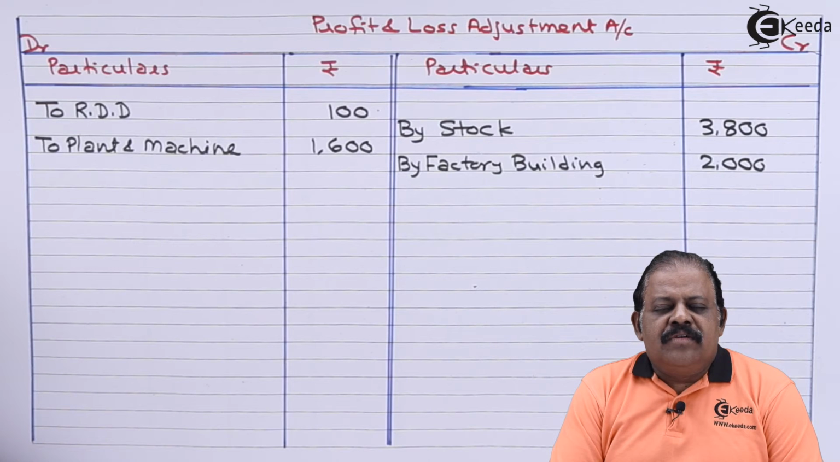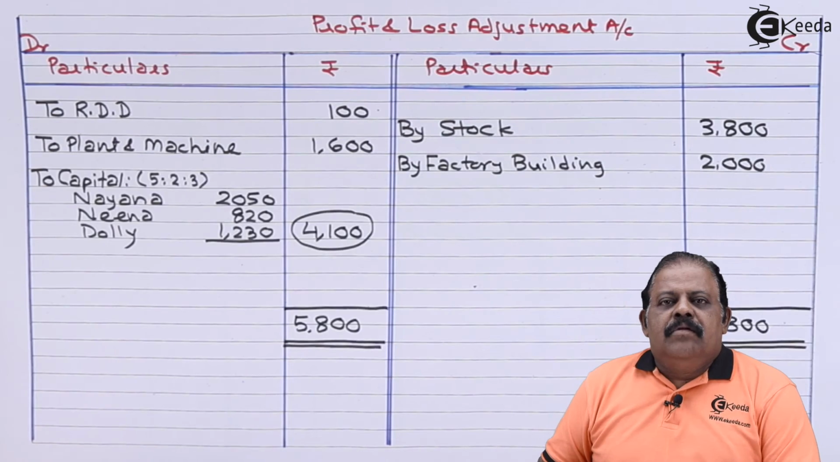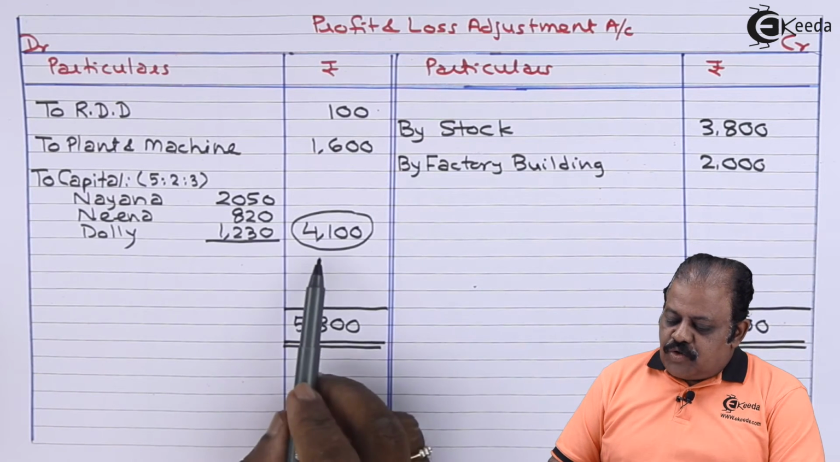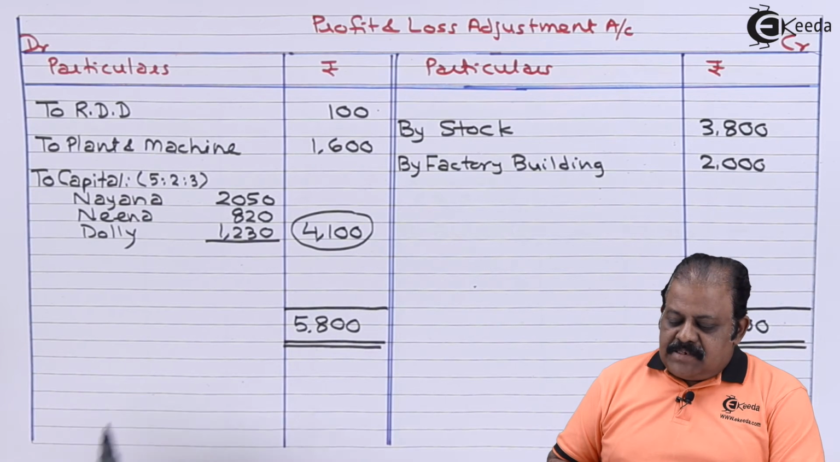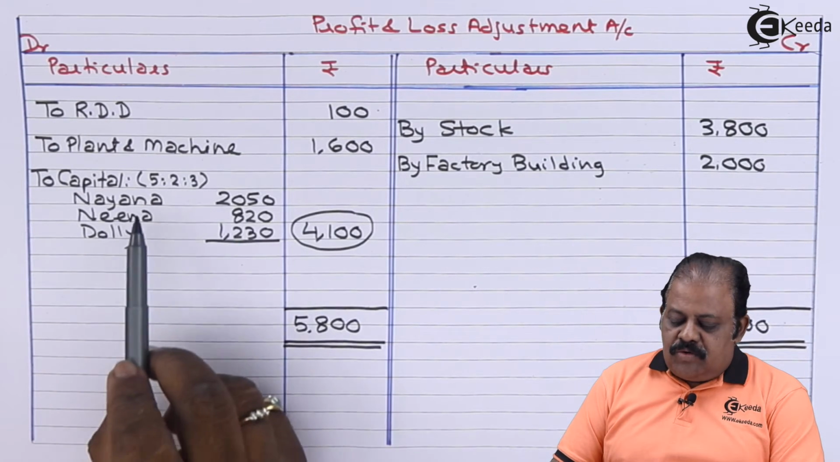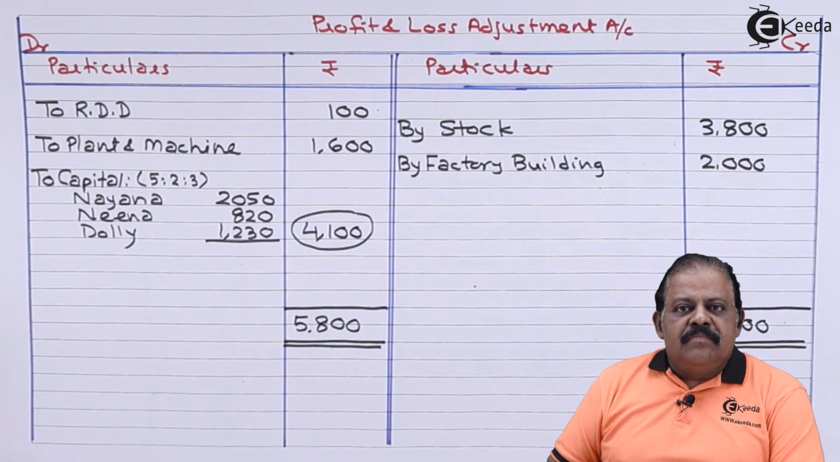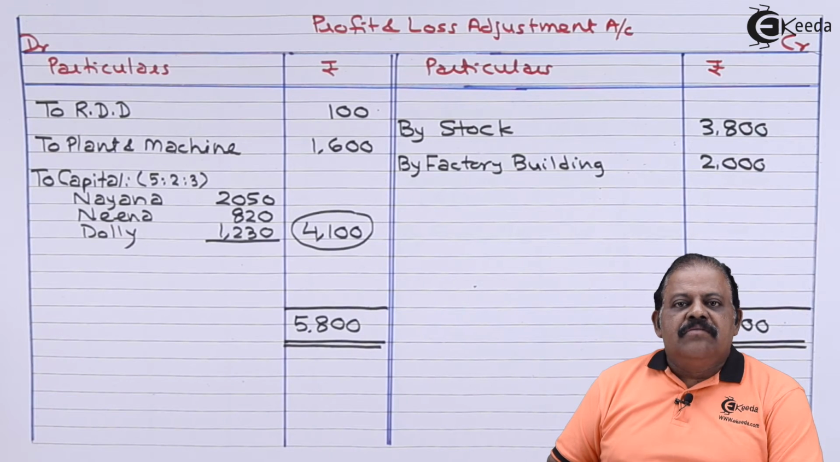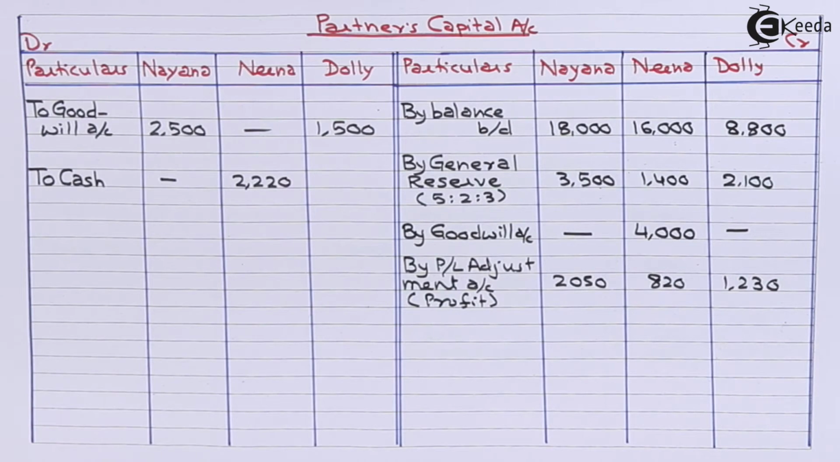Now balance cash is 3,980. Let us close first the profit and loss adjustment account. Profit and loss adjustment account is closed. It is showing profit 4,100. This is divided among all partners in their profit sharing ratio. Naina 2,050, Nina 820, Dolly 1,230. This will be transferred to their respective capital accounts on the credit side. Revaluation profit is transferred to partners' capital on the credit side by profit and loss adjustment account. Naina 2,050, Nina 820, Dolly 1,230.